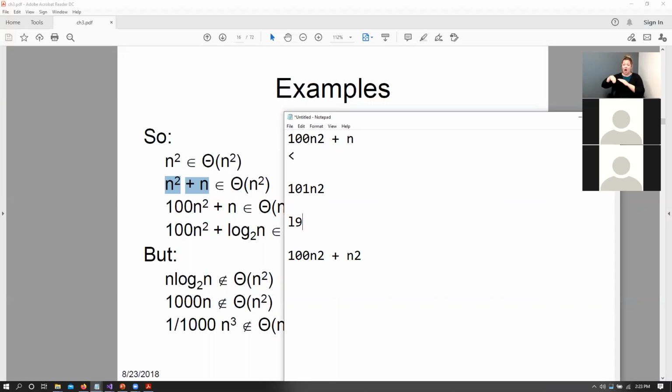But we can also say that the lower bound is going to be 100 n squared, right? So we have two constants with the same equation n squared, where we can bound this particular equation 100 n squared plus n within these two numbers. Right? Does everyone agree that the upper bound can be 101 n squared and the lower bound can be 100 n squared? Is there any possible case where this is not the correct thing?